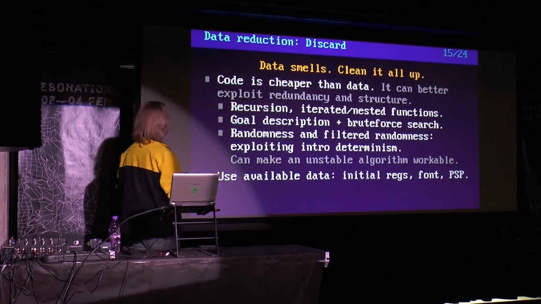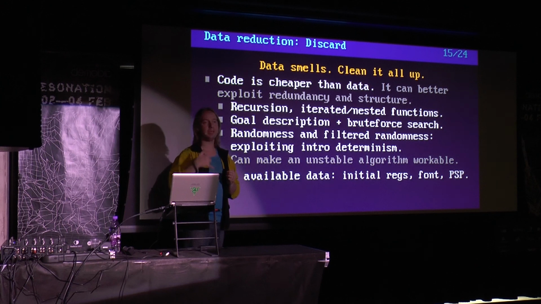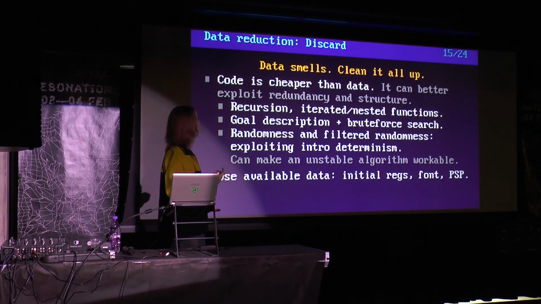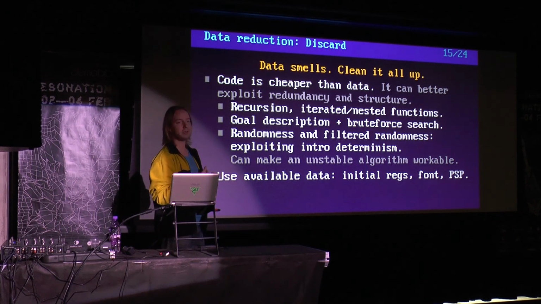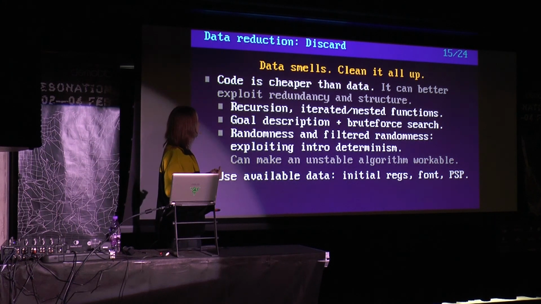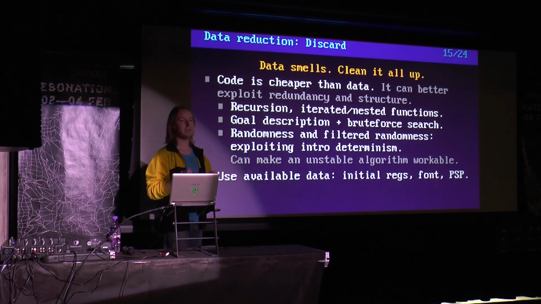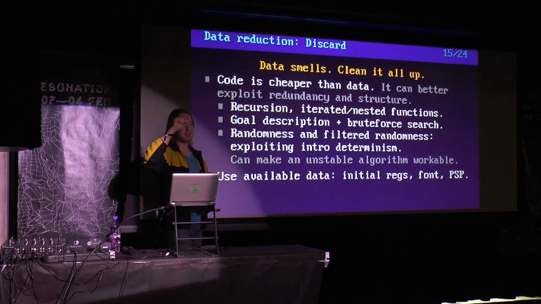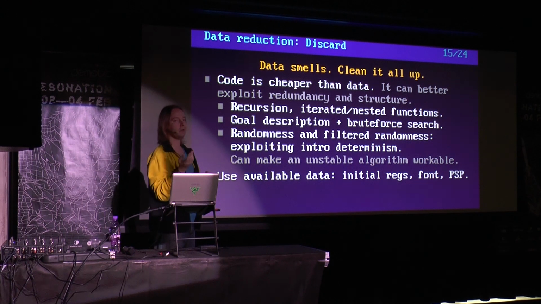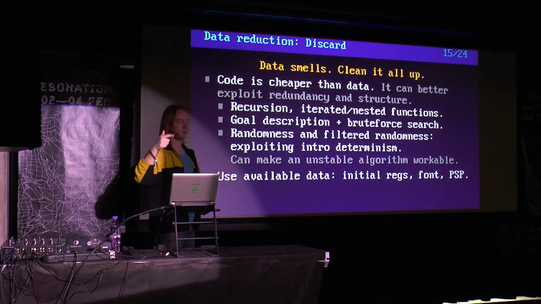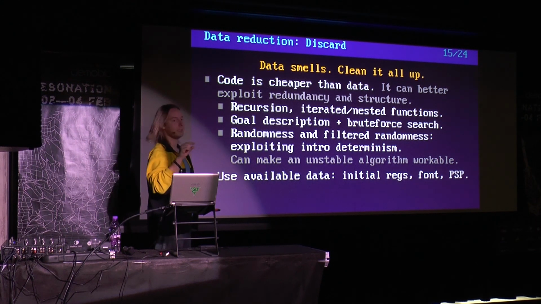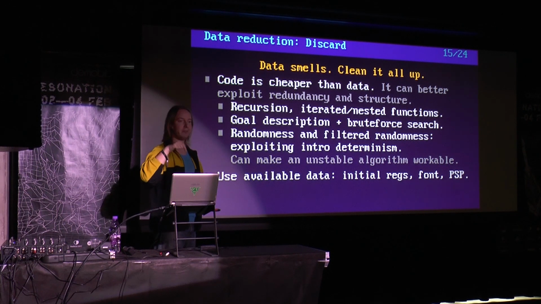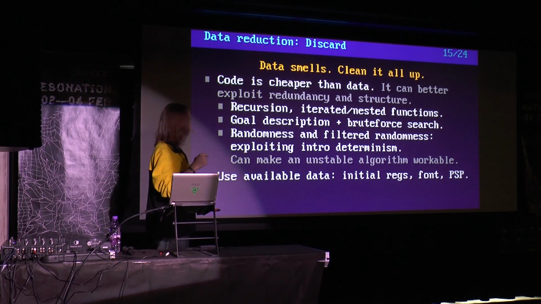So when the code is all done, or meanwhile, when you find opportunities for that, we need to put all the data away. Code is cheaper than data because you don't have to keep an address, and you can exploit redundancies. For example, you don't need to store the sequence 1, 2, 3, 4, 5 if you use it in a sequence. You can just put it in a register and increase it in every loop.